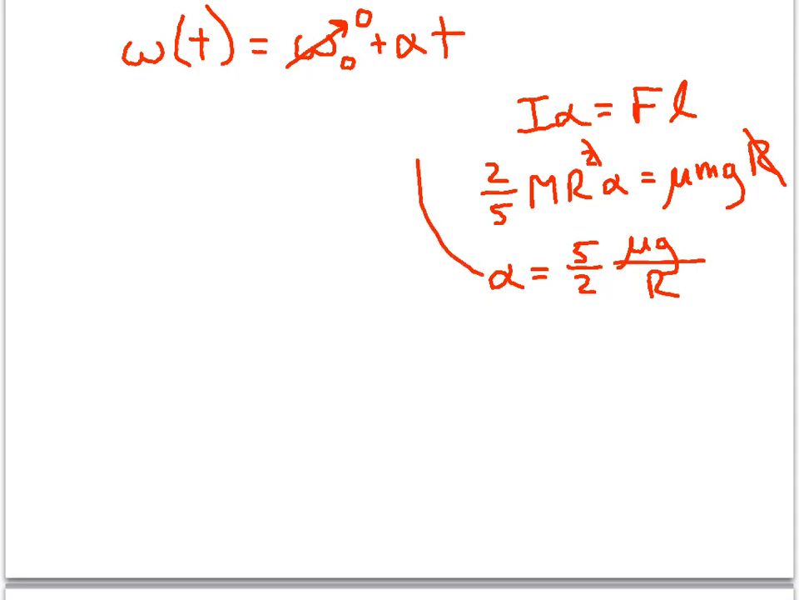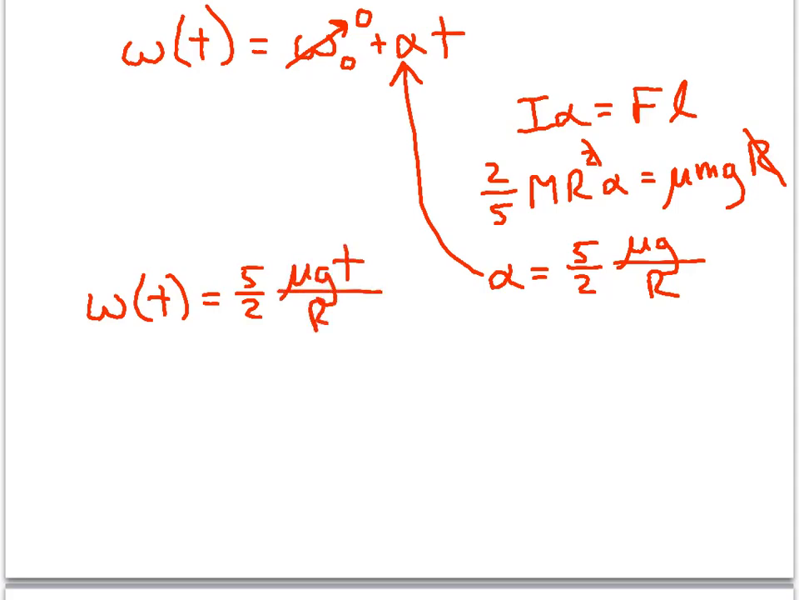Now we can plug this back in here and rewrite our expression. So we'll have omega of t equals 5/2 mu g t over r. So we'll keep that in mind.